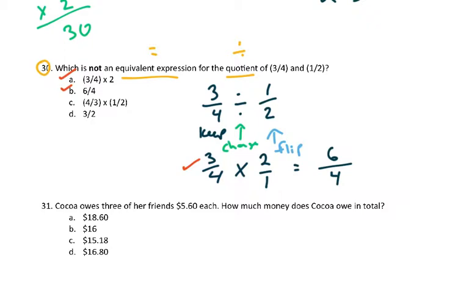And then you should see that 6/4 can be simplified because 2 goes into 6 and into 4. So we can divide that by 2 over 2. So we have actually, not 4, sorry. We have 3 over 2, which matches with D. So that leaves us with C. C is the answer for number 30. That is not an equivalent expression.